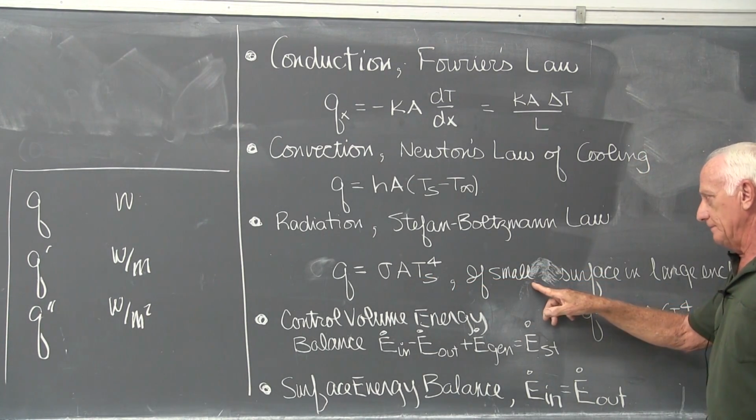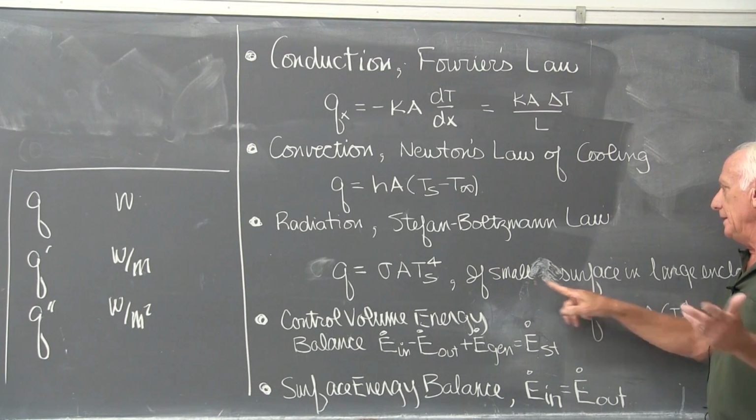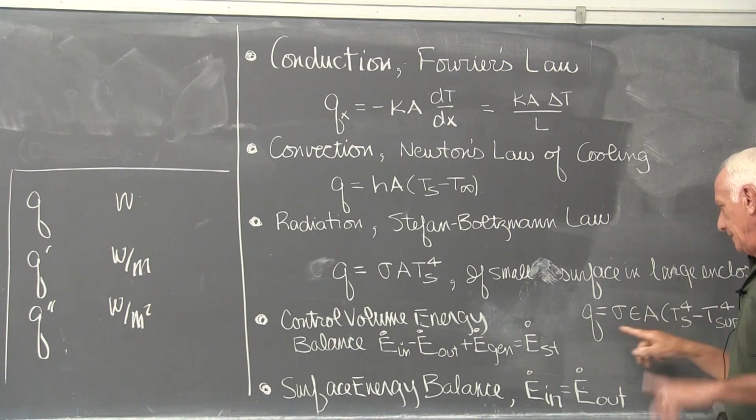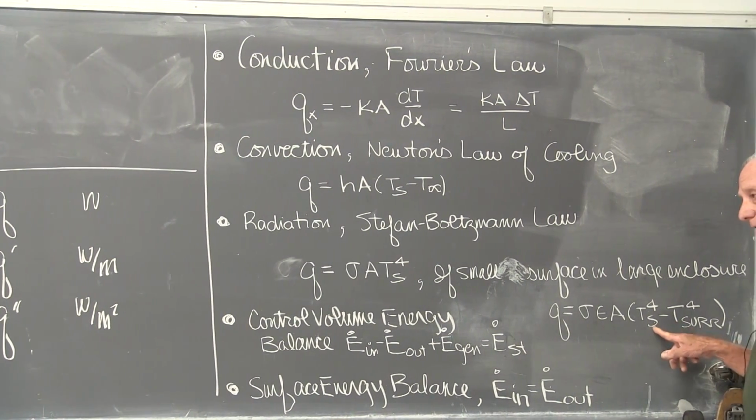If we have 2 surfaces exchanging radiation, and one happens to be small in a large enclosure, then this is the correct equation right here. T subscript SURR is the surroundings temperature of the surface at temperature Ts.